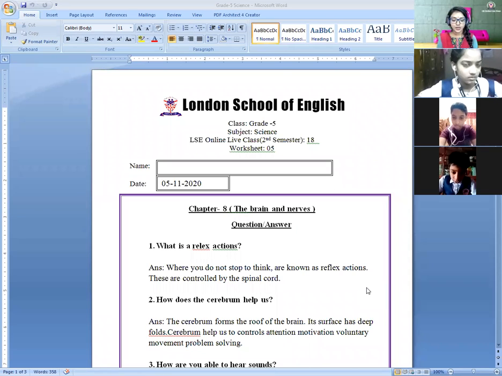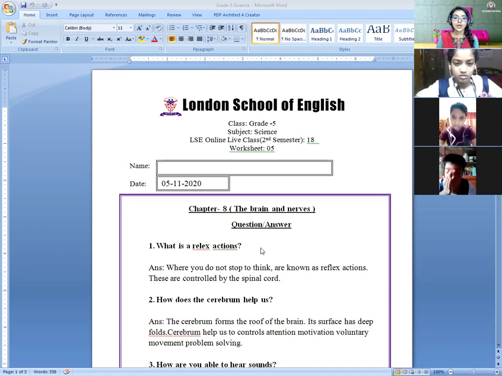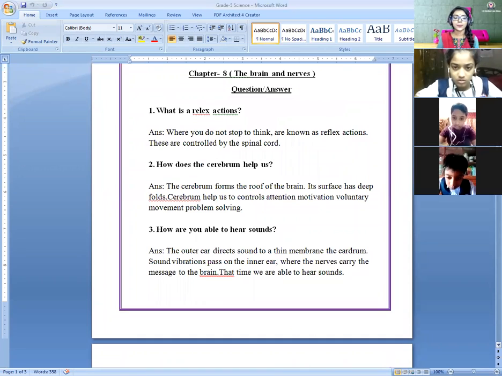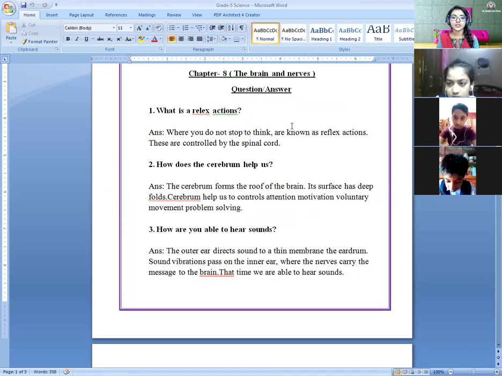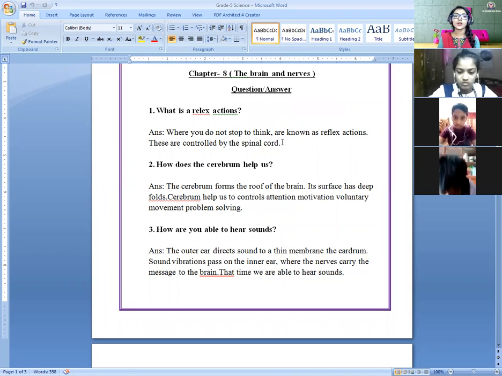Everyone, can you see this worksheet? Yes. Okay. So our chapter is 8 and the chapter name is the brain and the nerves. Today we will learn about the question answers in this chapter. We have short questions and also broad questions.